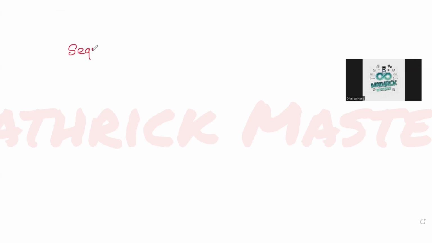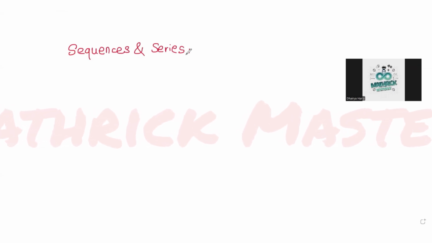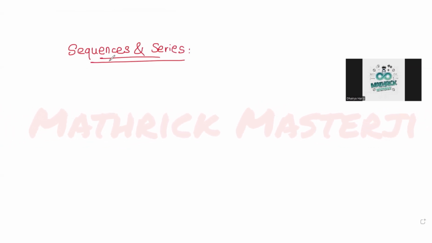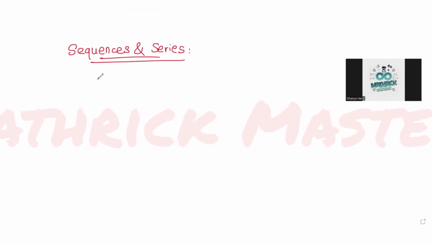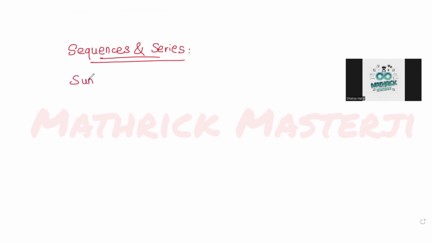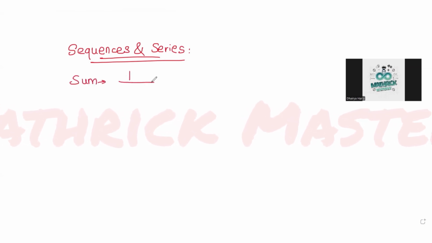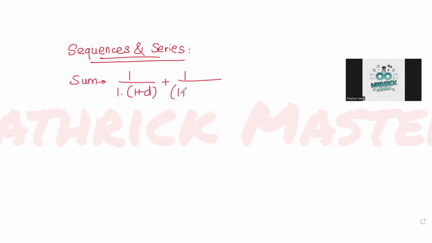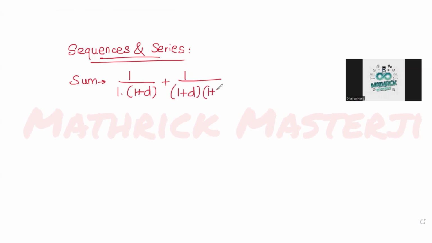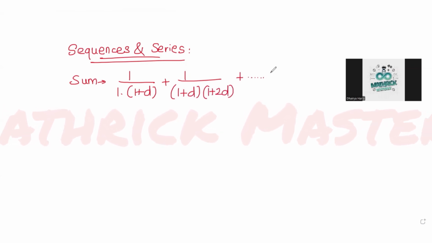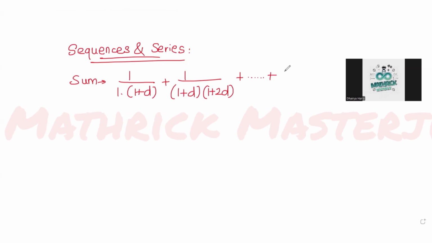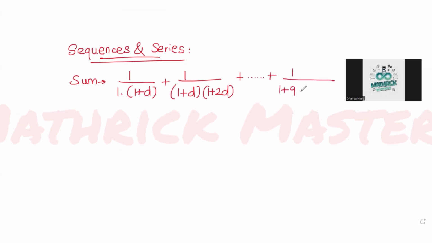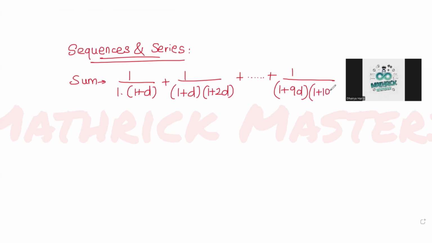Let's see today's question. Today's question we are taking up from the topic of sequences and series. The question tells us that the series is given by 1 over 1 times (1 plus d), plus 1 over (1 plus d) times (1 plus 2d), and so on till the term 1 over (1 plus 9d) times (1 plus 10d).